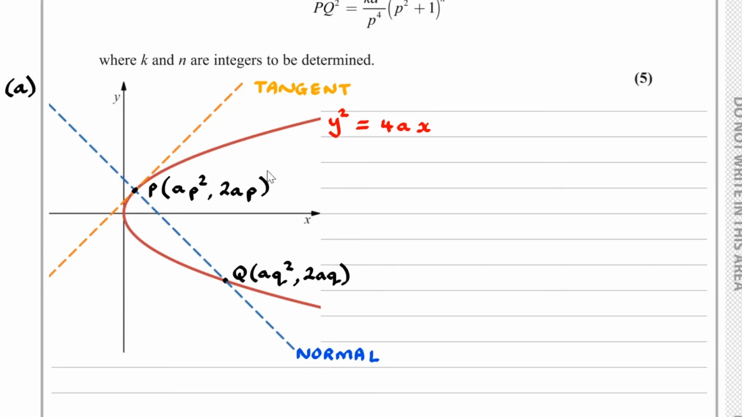Here is a diagram of the situation. We've got our parabola, the equation of the tangent at the point P, and the equation of the normal at the point P. And this normal intersects the parabola once again at the point Q. Now, we have to express q in terms of p. For this, we can find the equation of the tangent and the normal.